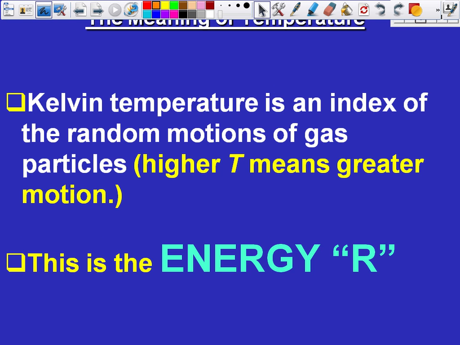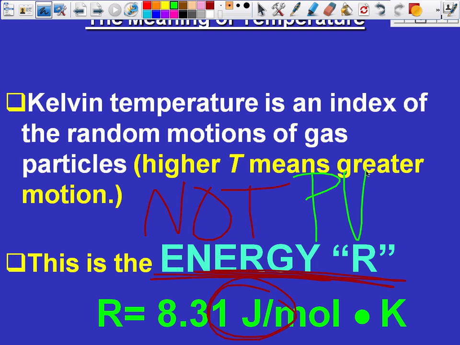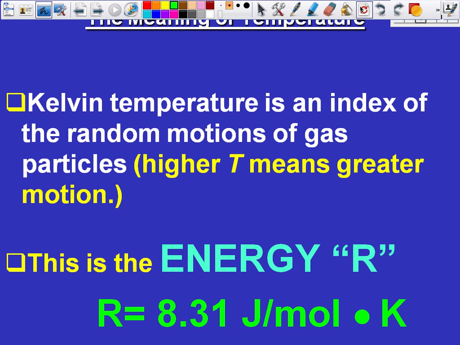All right, Kelvin temperature is an index of the random motion of gases, which essentially means the kinetic energy. And again, this is the energy R. So if you're ever having to use anything with joules and energy, make sure you know this R. This is not, I repeat, not the Pivnert R. Please do not use this R for Pivnert. This is only for joules. It's only for energy.